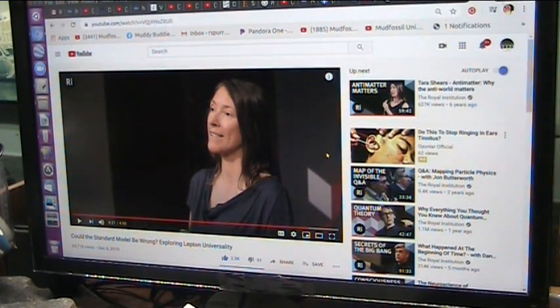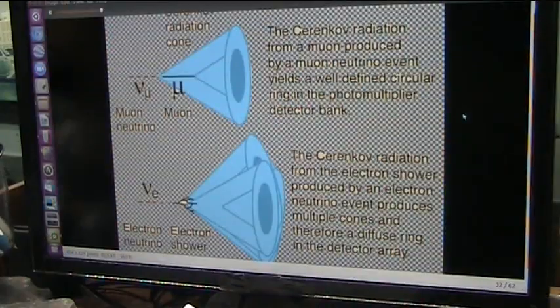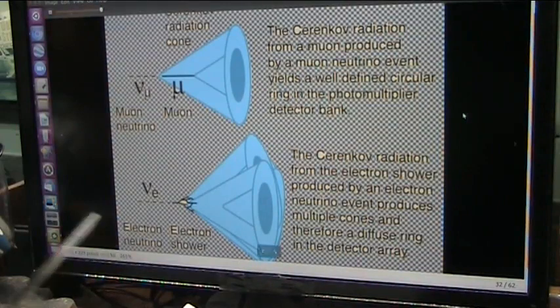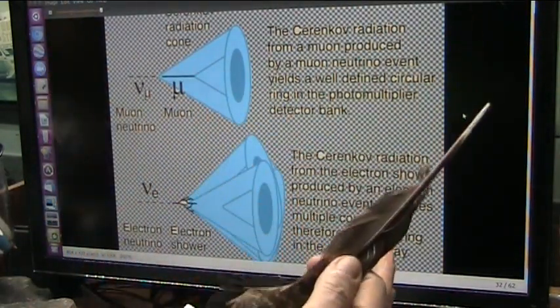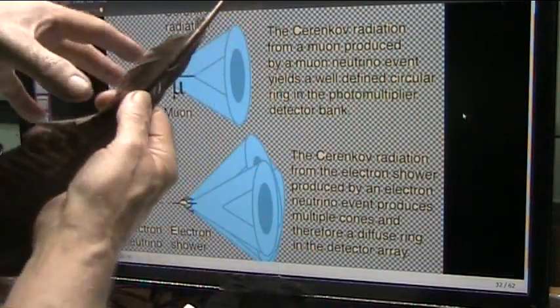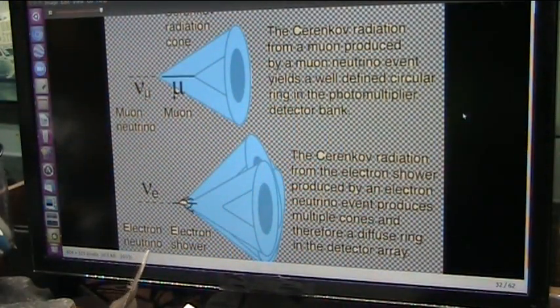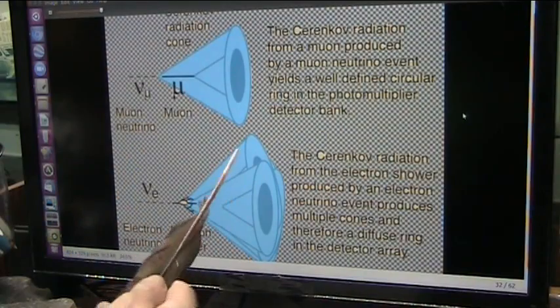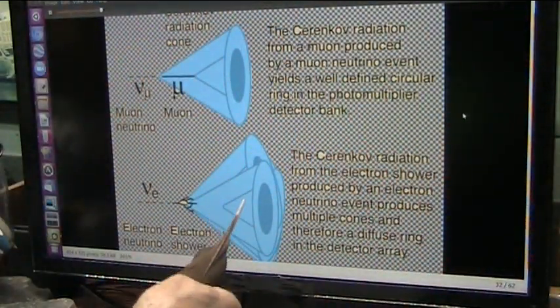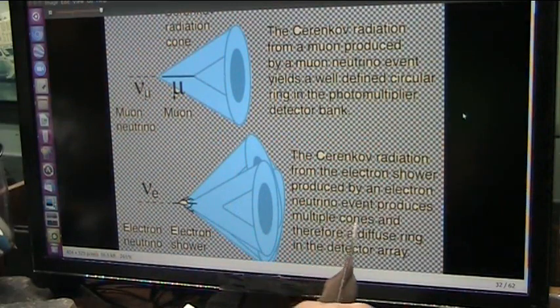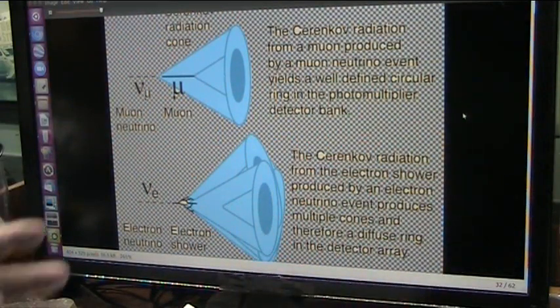Muons compared to electrons. Let's just go look at that. What she's referring to is exactly what I will show you. Muons, which are these, they don't do anything. They're just a black ball. Electron neutrino, muon neutrino, electron neutrino gives you showers of, you know, cascades of swirling particles. And they see them, produces multiple cones, and I'm going to show you those.